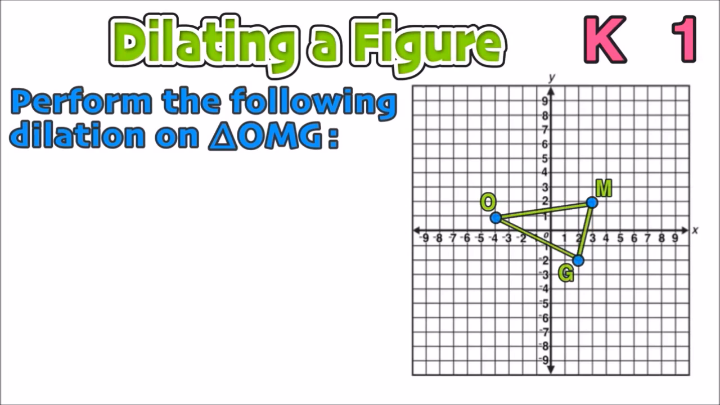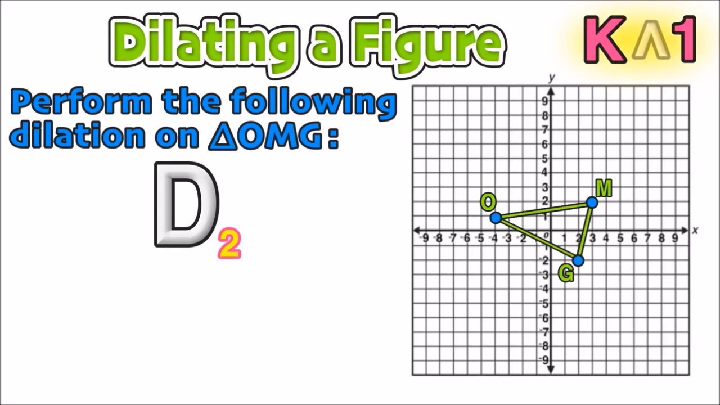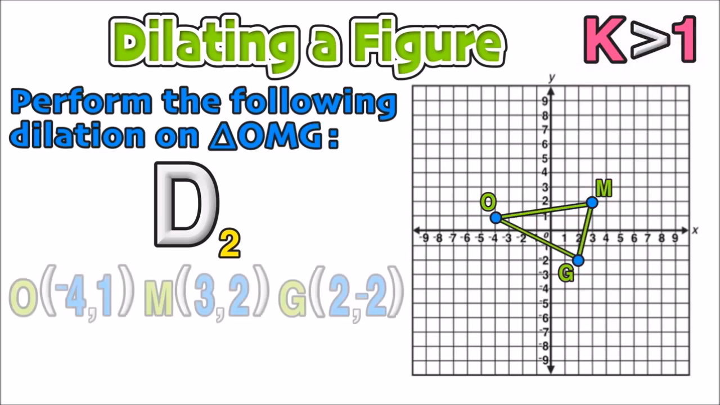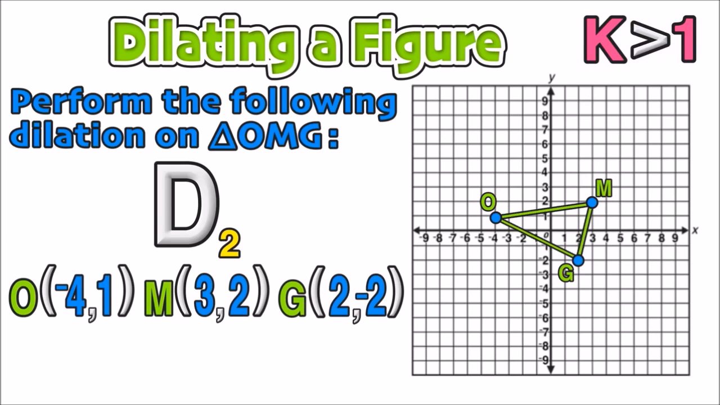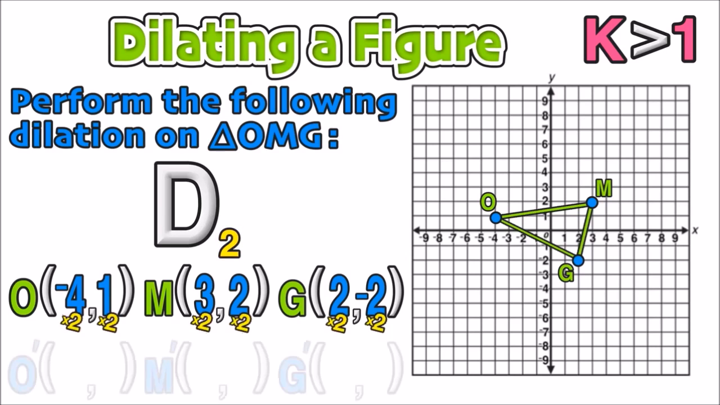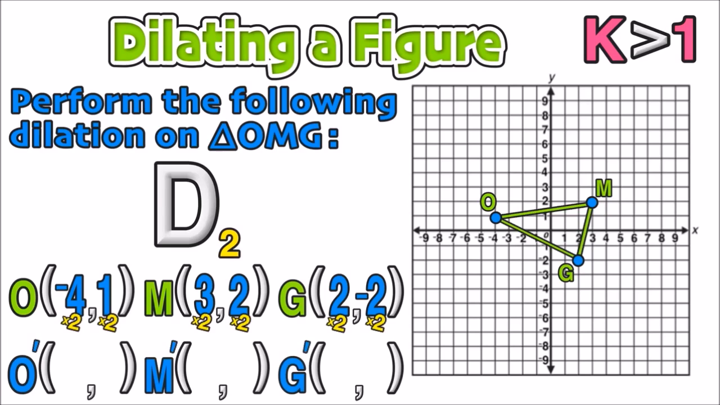For our first example, we are going to perform a dilation on triangle OMG. Notice that the scale factor k is 2, which is greater than 1, so this figure is going to be stretched out to a larger size. We'll start by writing down the coordinates of the vertices of triangle OMG, and then applying that scale factor of 2 to each x and y coordinate. In this case, we're multiplying all of them by 2.